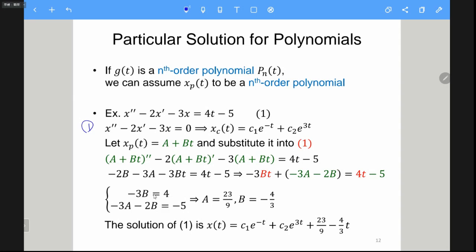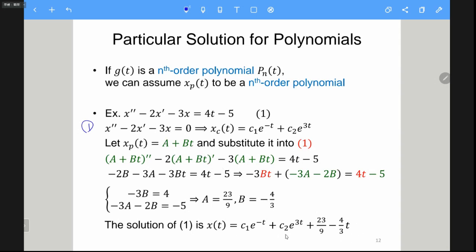Okay, so we can solve this joint equation with two unknowns. So you can solve it, and then we get a and b. So finally, the particular solution is 23/9 minus 4/3 t, like this. This is a particular solution.